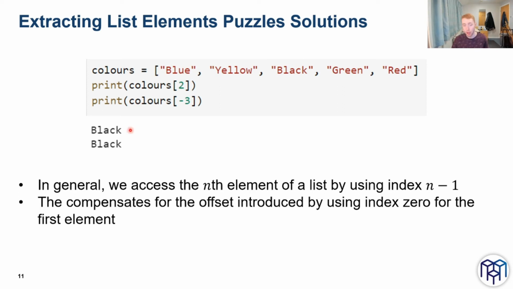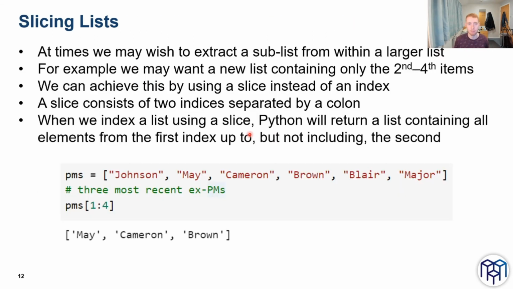And so the general rule is that if we want the nth element, say the third one here, we take 1 off that number 3 to get 2, and that's the index we want to use. That makes up for the offset from starting from 0. If you want to know the general rule for the negative one, it's a bit more complicated. It depends on the length of the list. So we'll leave that for now. Okay, so that was how we could extract a single element from a list.